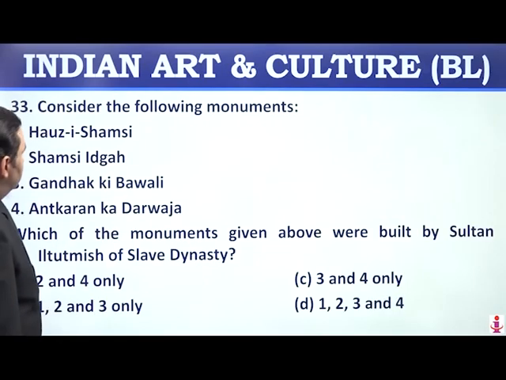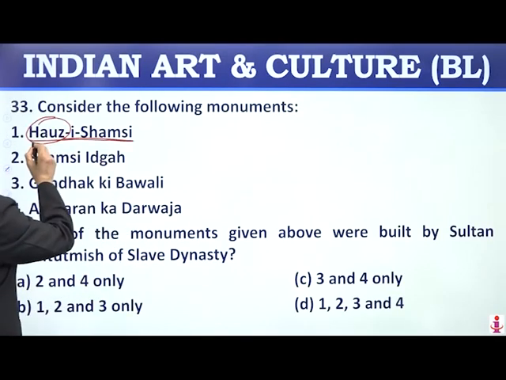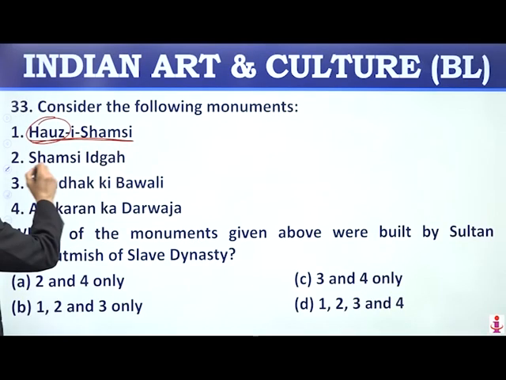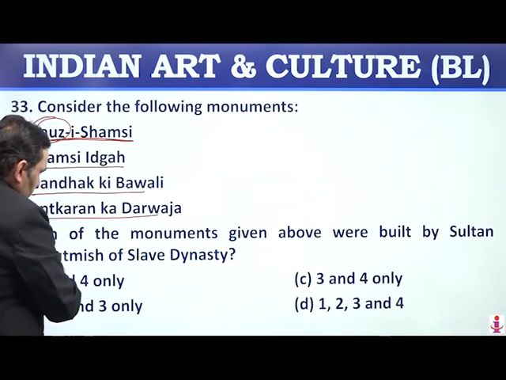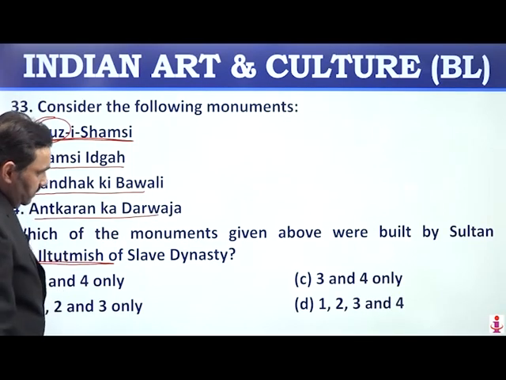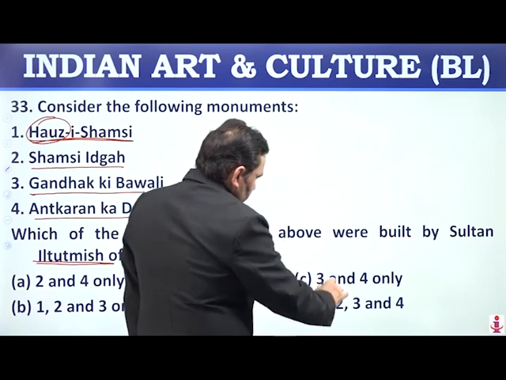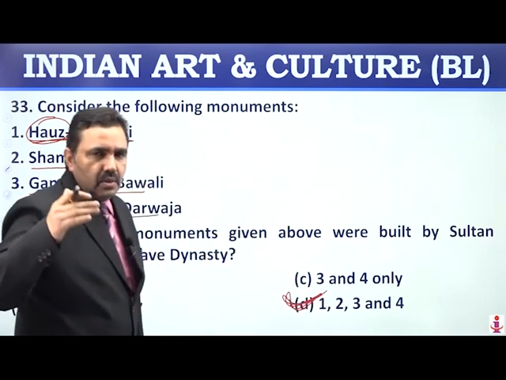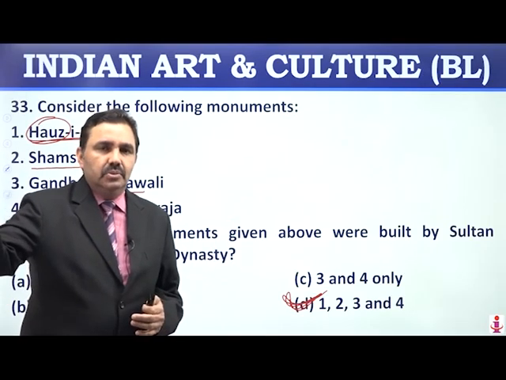33. Consider following monuments. Hauz-i-Shamsi. Hauz means tank, water tank or pond. Shamsuddin Iltutmish built it. Shamsi Idgah, Gandak ki Baoli, Antakaran ka Darwaja. Which of these were built by Iltutmish? All the 4. 1, 2, 3, 4. All these 4 monuments were constructed by Sultan Iltutmish of slave dynasty. Iltutmish was known as the real founder of Delhi Sultanate. He came after Qutbuddin Aibak.